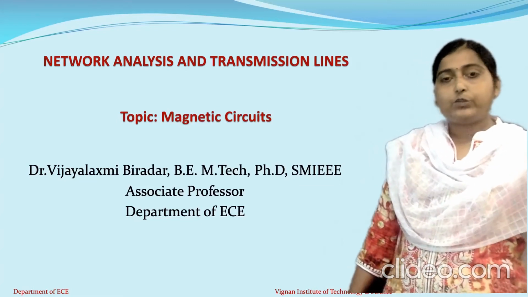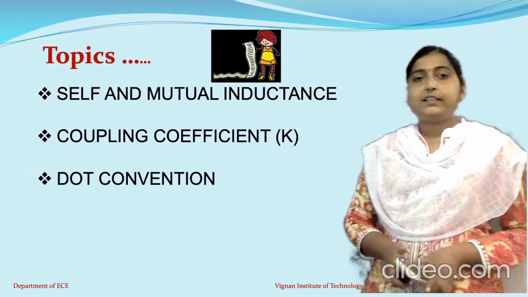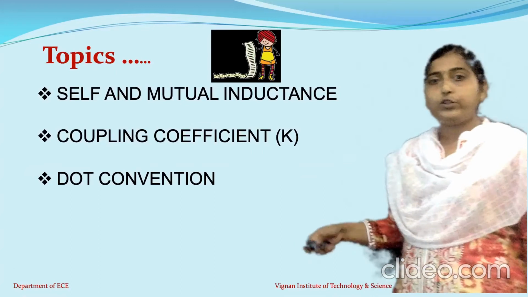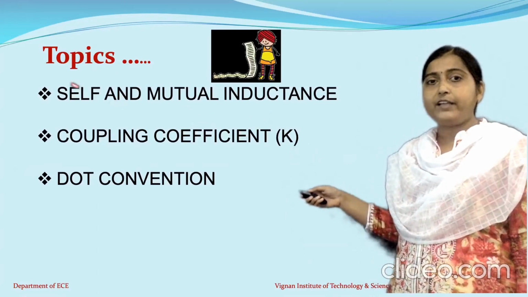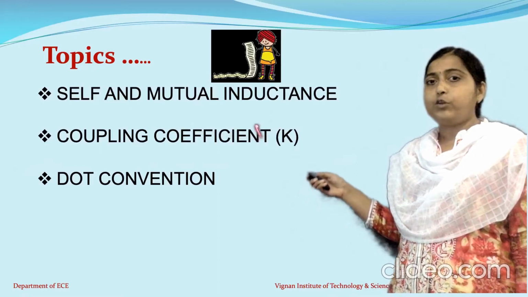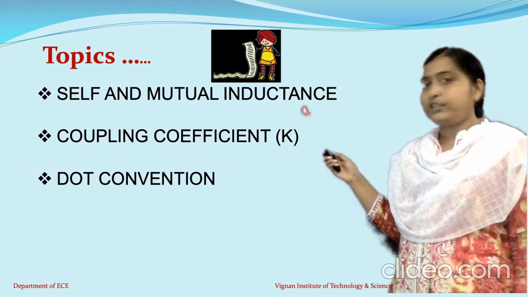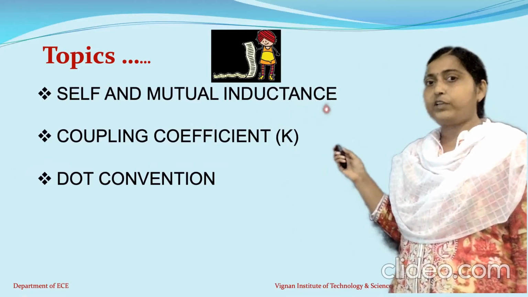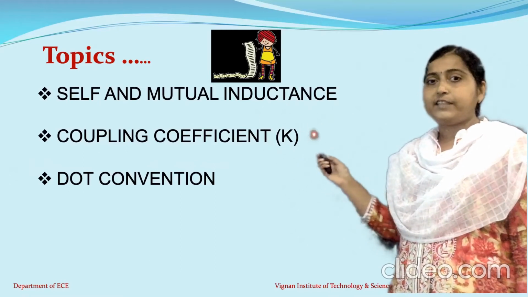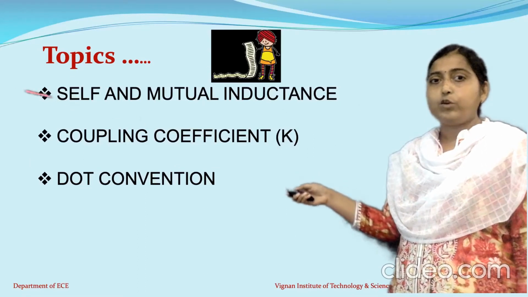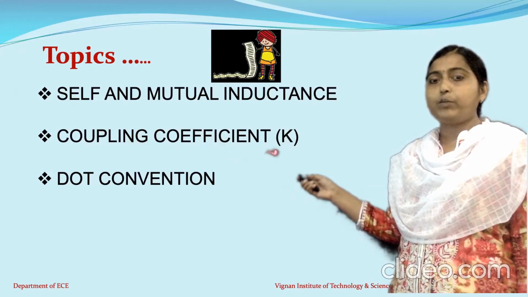magnetic circuits. In the magnetic circuits, before we start, let us see what topics we are going to study. We will be talking about self and mutual inductance. What is self-inductance? What is mutual inductance? How are they related? What is the unit that we represent? That we are going to discuss with respect to magnetic circuits. Then, coming to the second topic, we talk about the coefficient of coupling, which is represented with the symbol K.